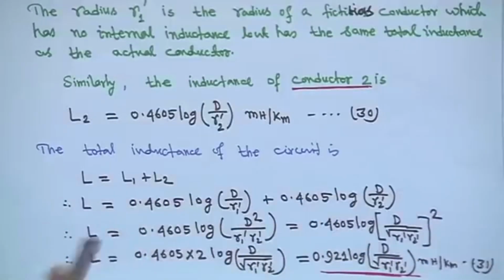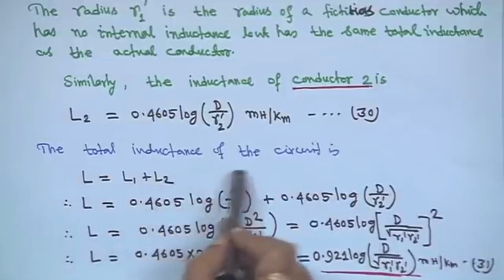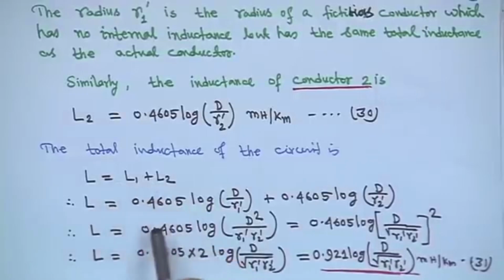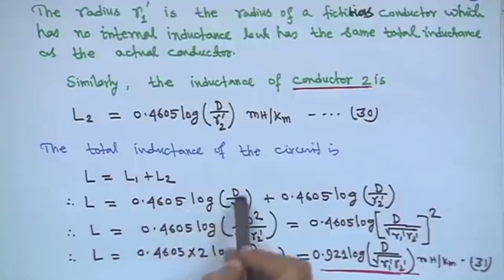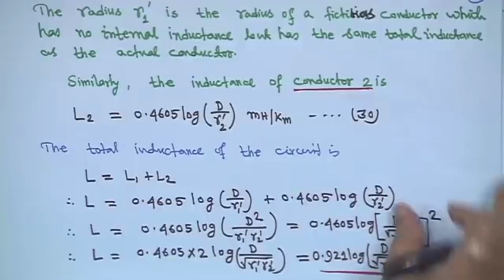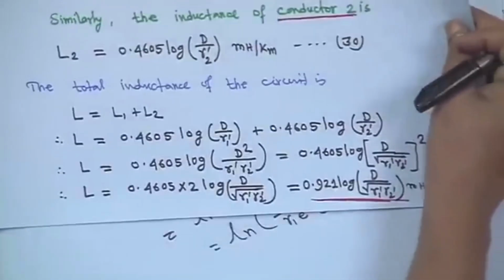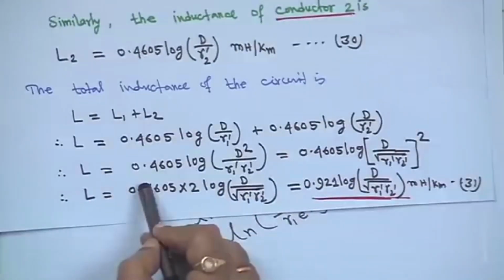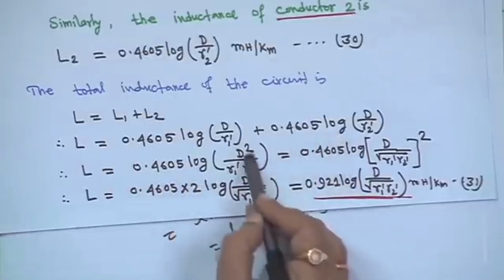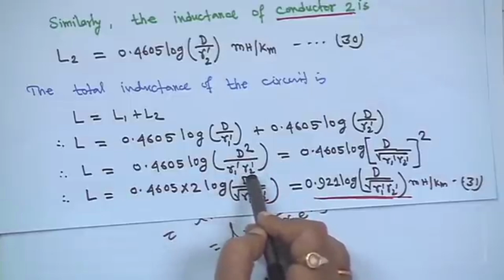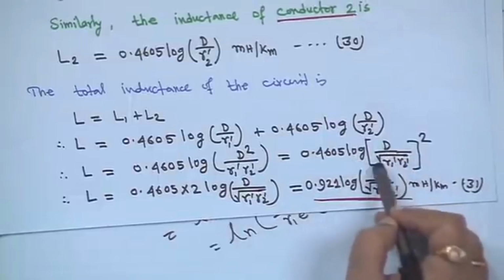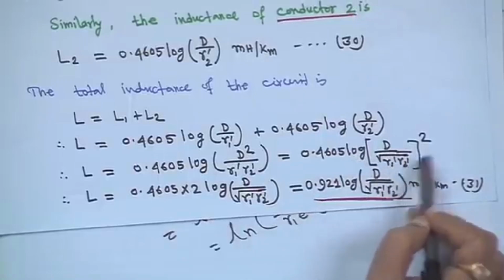Therefore, the total inductance of the circuit, because one is the current going and the other is the return path, is called loop inductance. So, the total inductance of the circuit is L equal to L1 plus L2, that is 0.4605 log d upon r1 dash plus 0.4605 log d upon r2 dash. Therefore, L is equal to 0.4605 log of d square upon r1 dash into r2 dash, which is equal to 0.4605 log of d upon under root r1 dash r2 dash, whole square.